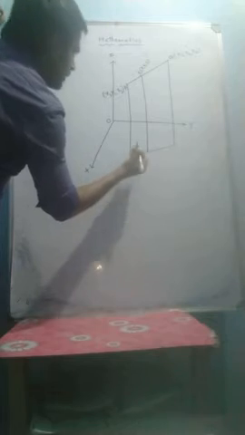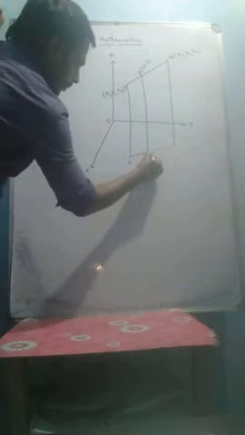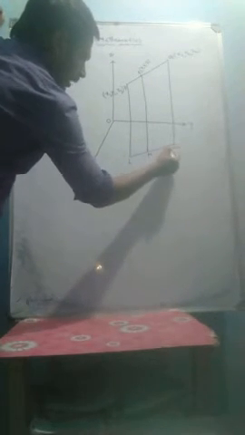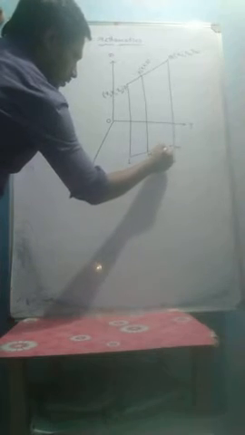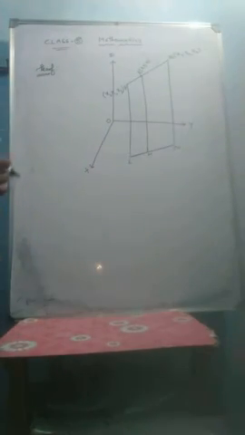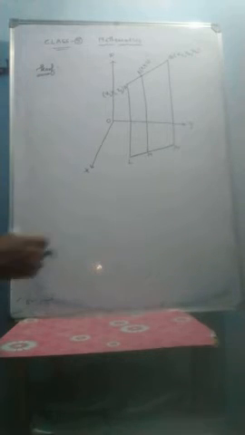Join these three points. So this is L, M, N. These L, M, N are in the same line. Now write it neatly.